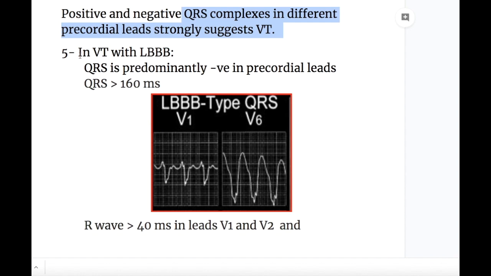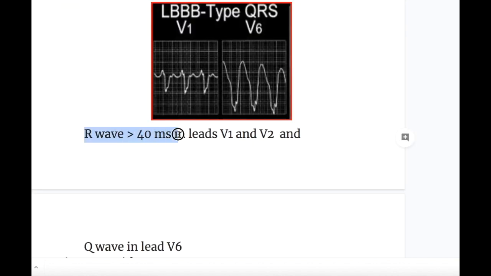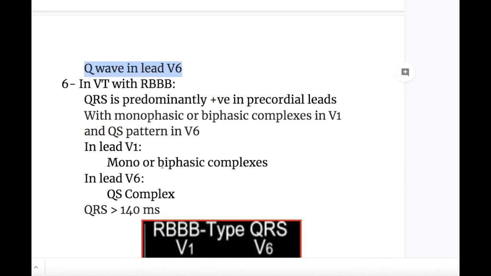So what happens in V.Tach with left bundle branch block? In left bundle branch block with V.Tach, QRS is predominantly negative in precordial leads and it's more than 160 milliseconds. The R wave is more than 40 milliseconds in lead 1 and 2, and there is a Q wave in lead V6, chest lead 6.